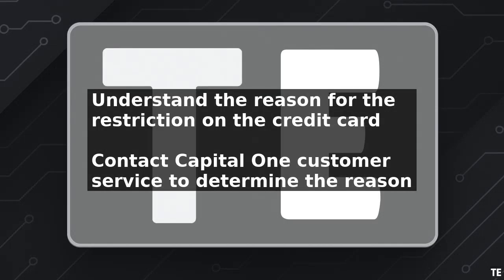To fix a restricted Capital One credit card, it is essential to understand why the restriction occurred in the first place. Typically, a credit card is restricted due to suspicious activity, missed payments, or high credit utilization. The first step is to contact Capital One customer service to determine the reason for the restriction.